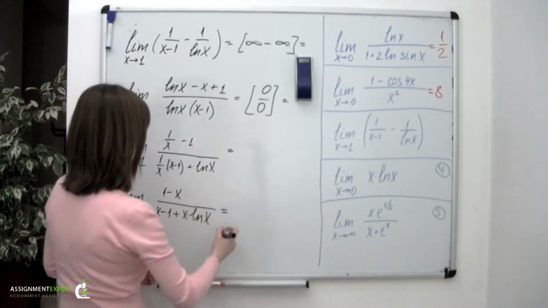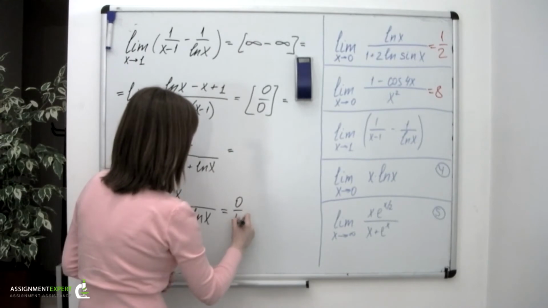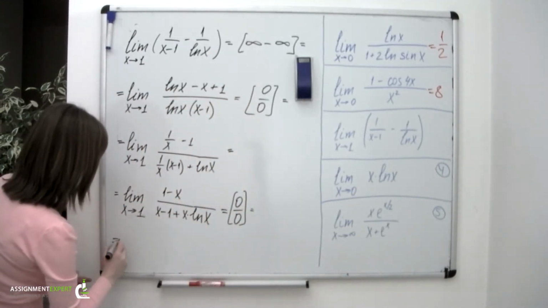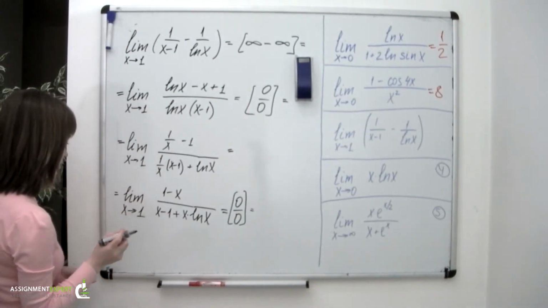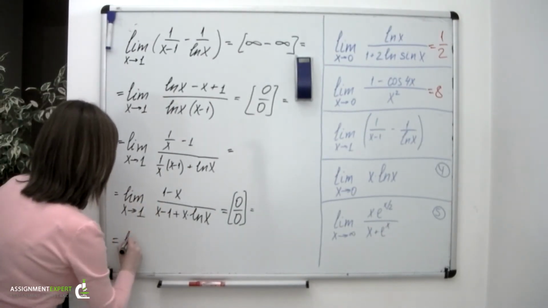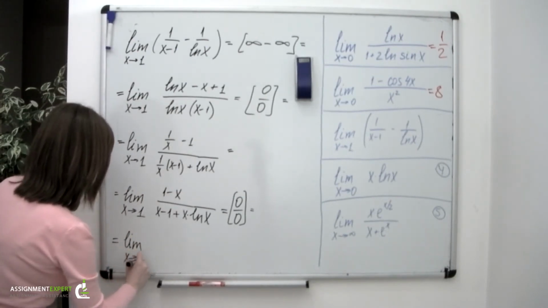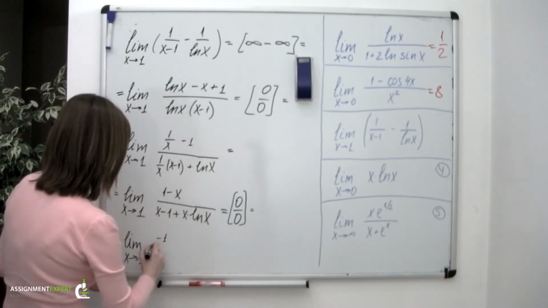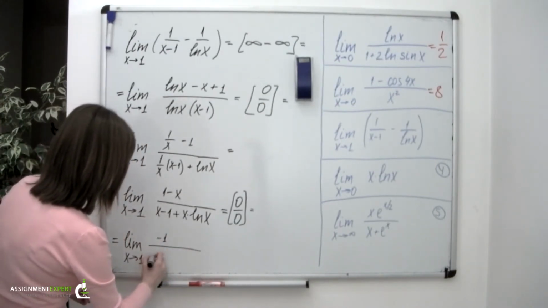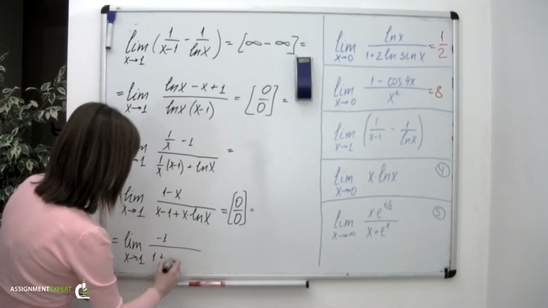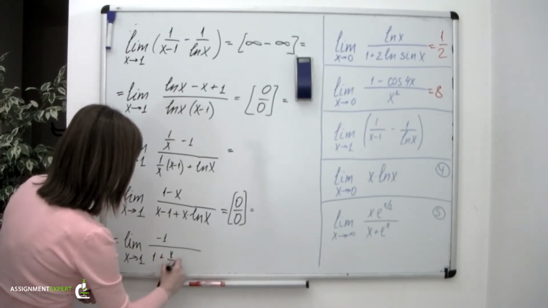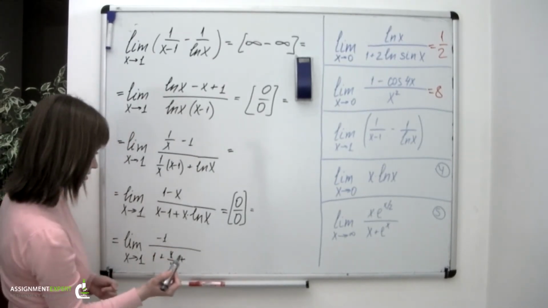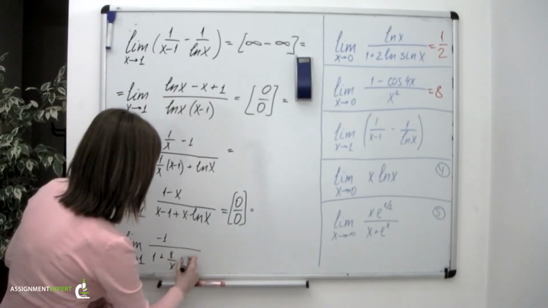And again we have the indeterminate form of 0 over 0, and we'll use this rule one more time. So this time we'll have the limit as x approaches 1 of negative 1 over 1 plus x over x plus ln of x.